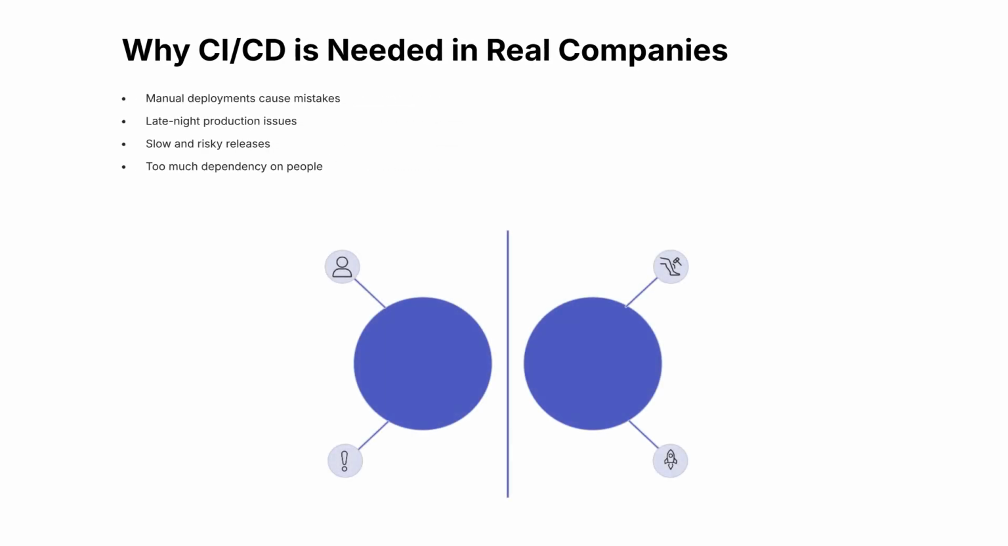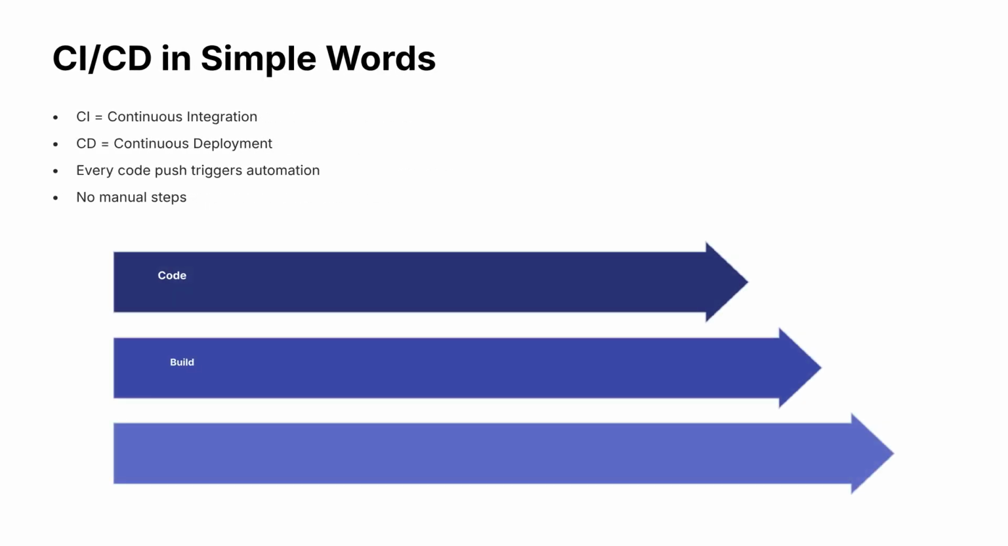Let's get started. In real companies, the biggest problem is not lack of tools. The real problems are manual work, human mistakes, and late-night production issues. Developers push code, something breaks, and DevOps gets blamed. That's why companies use CI/CD pipelines to make releases faster, safer, and automated. CI means continuous integration. CD means continuous deployment. In simple words, whenever a developer pushes code, the system should automatically build, test, and deploy the application. No manual steps, no waiting, no stress.